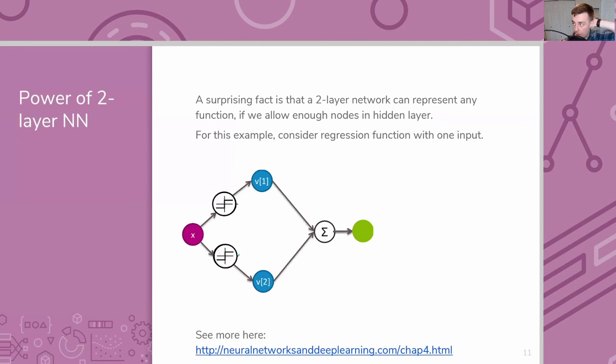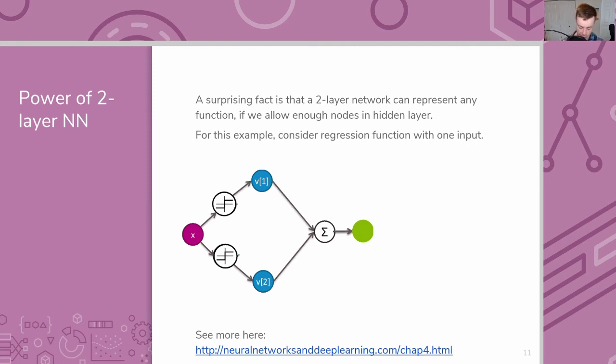It turns out that 2-layer neural networks are sufficient to learn any function if you allow enough nodes in the hidden layer. I'm going to switch to regression for just a second. You can learn any regression function with just a 2-layer neural network, or a neural network with 1 hidden layer. The trick, though, is that to learn more complex functions, you'll need more and more nodes in that middle part.